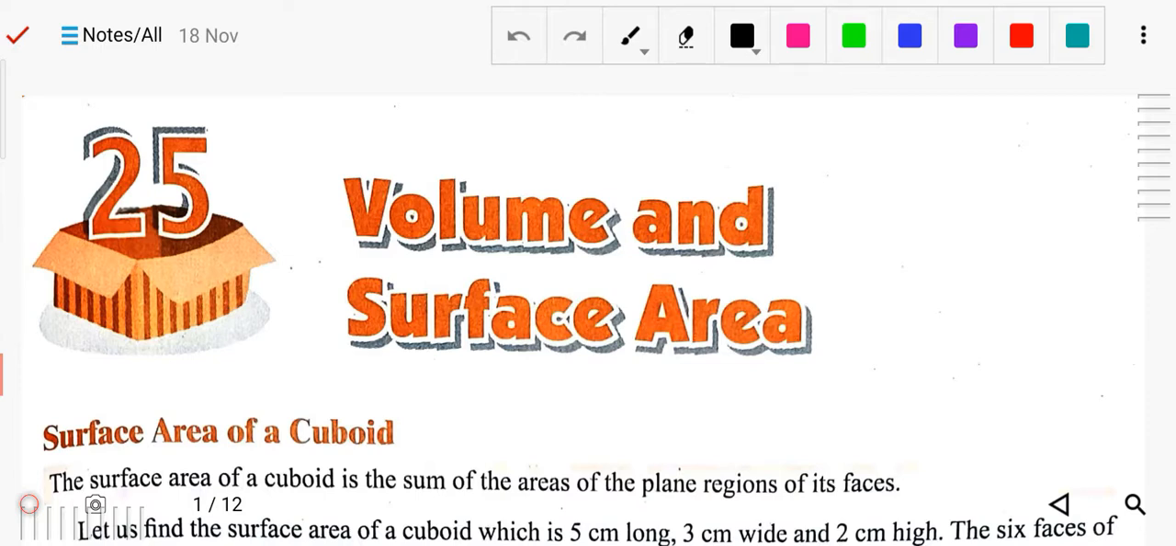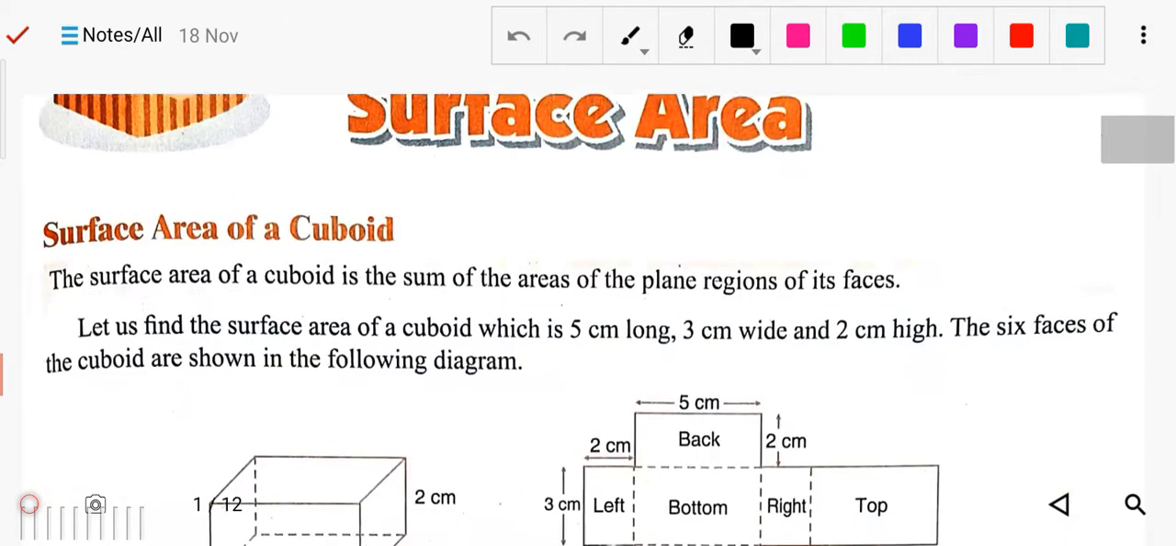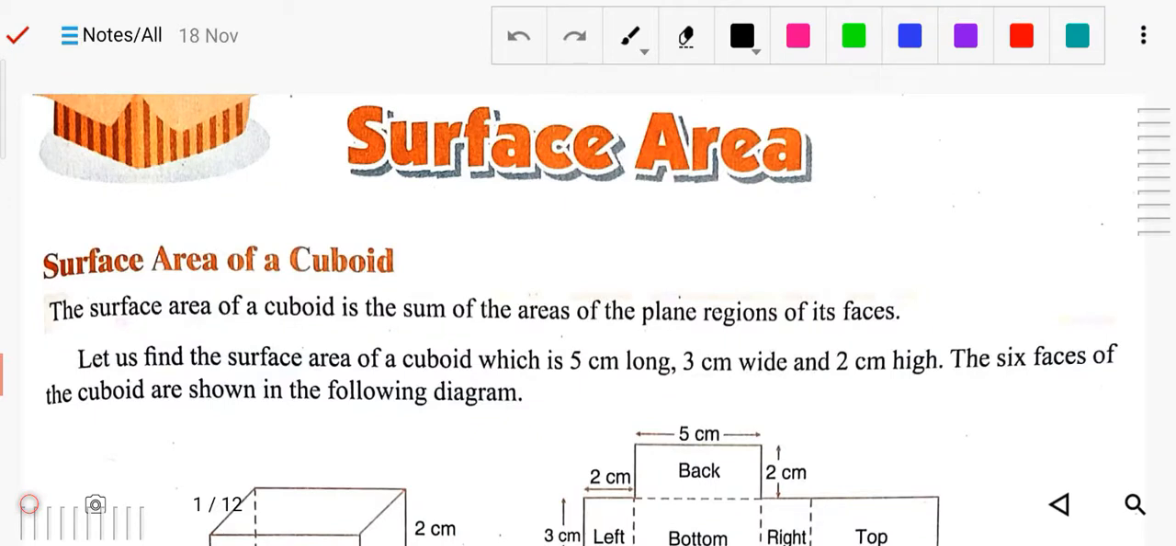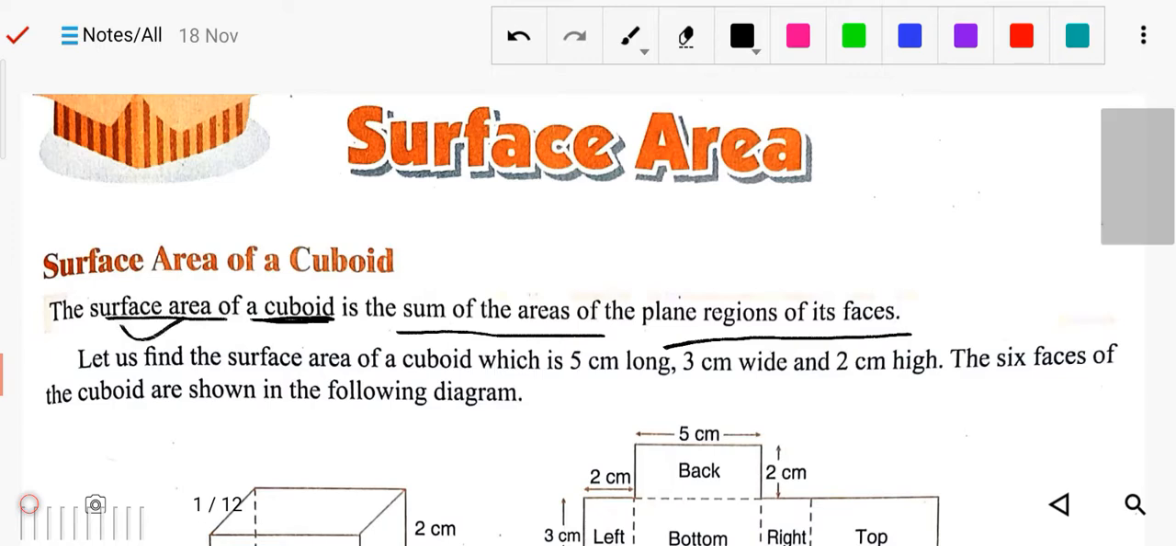And what is surface area? The surface area of a cuboid is the sum of the areas of the plane regions of its faces. It means surface area depends on which type of shape it is, suppose a cuboid. So surface area will be the sum of the area of the plane regions of its faces. How many faces are there in the cuboid? There are six faces. So when you add the areas of all six faces, you will get the surface area. Okay, so you can understand from here.